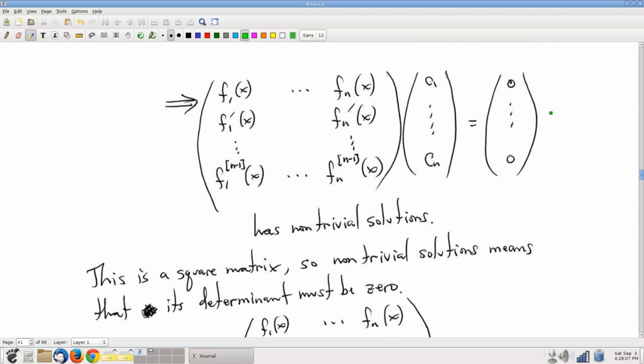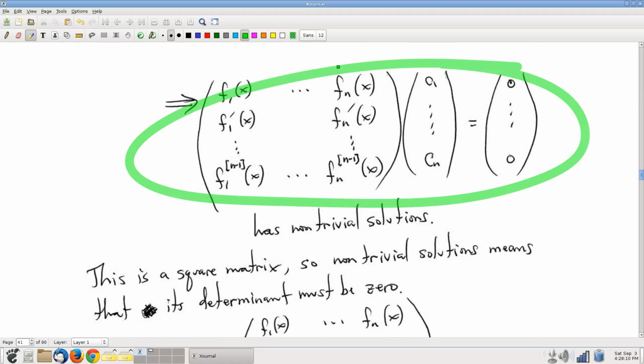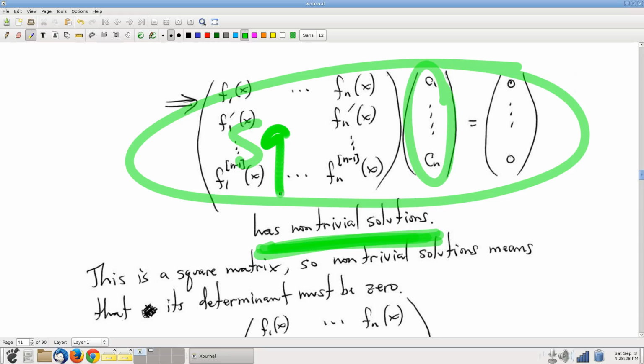And therefore, this can be accomplished with a significant list of C's. In other words, these coefficients are not all zero. In other words, we have a non-trivial solution to this system of equations. And this is a square matrix. We have a square matrix, homogeneous system with non-trivial solutions.